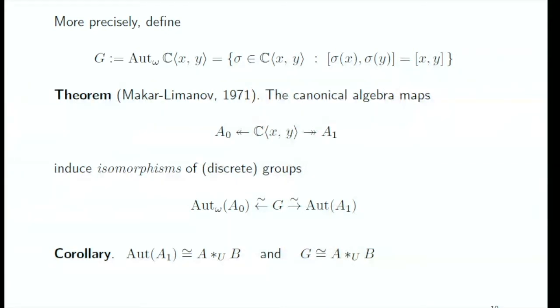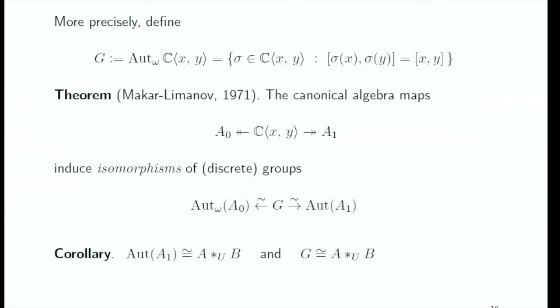So in reality, there are three groups, namely this commutative, quantum, and non-commutative, which as abstract groups are isomorphic. And as a result, we can say that the automorphism group of the Weyl algebra and the automorphism group of the free algebra preserving the commutator can also be written as a free amalgamated product.